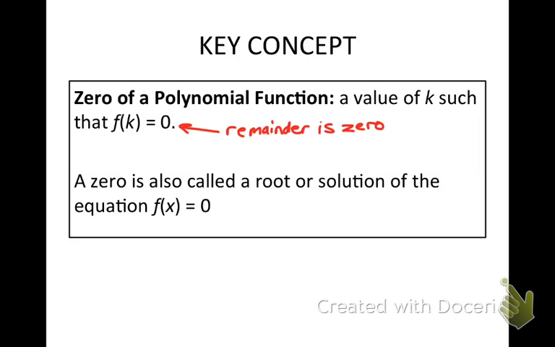So is this a factor? Is this a 0? Is this a root? Is this a solution? They all kind of mean the same thing. Okay? So what am I looking for? I'm looking for my remainder to be 0 when I do my synthetic division. If my remainder is 0, then I know that it is a factor, or a solution, or a root, or a 0 of the polynomial function.